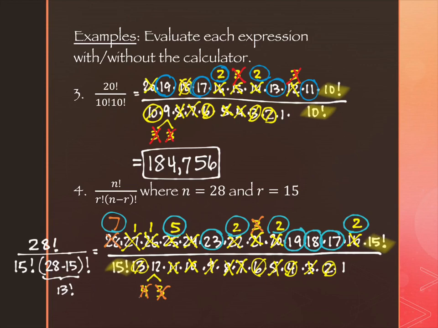Mine's bigger, Dylan. Okay. No, I may have missed a number. What'd you get? 37. That's what I have. Okay. It is so easy to lose numbers. 37,442,160. Okay. So use your utmost care in doing these types of problems.